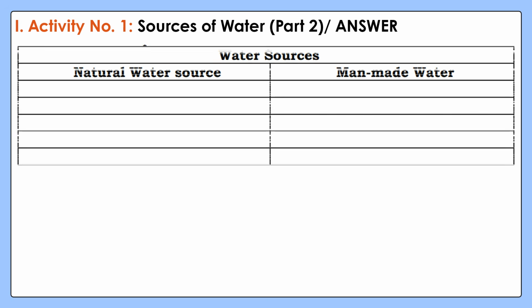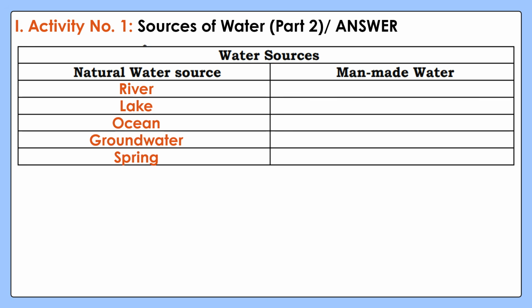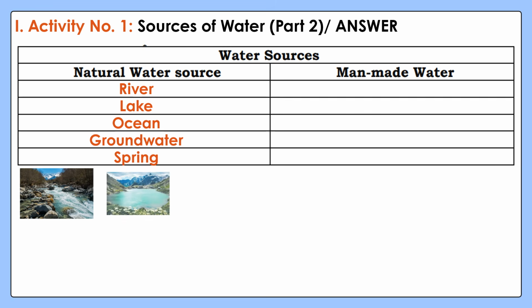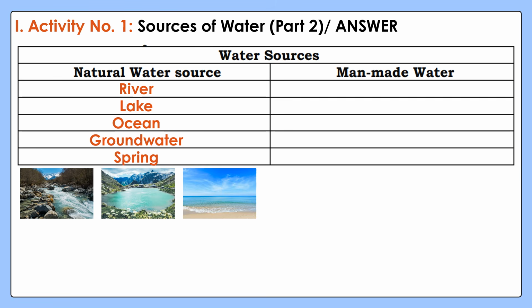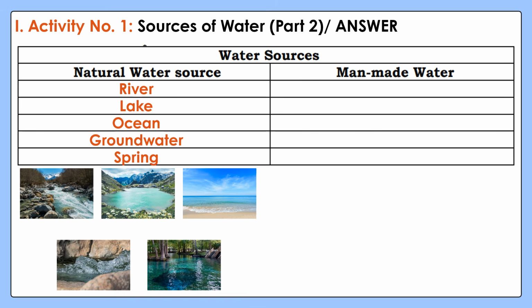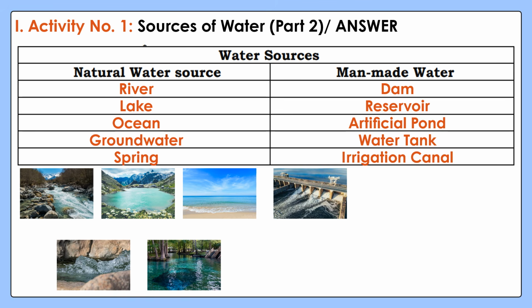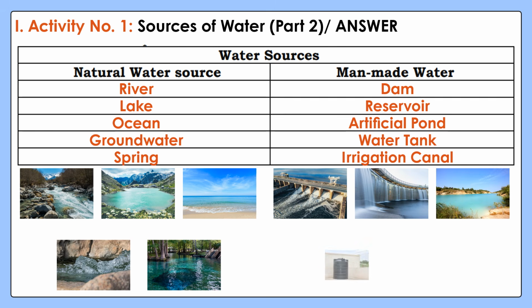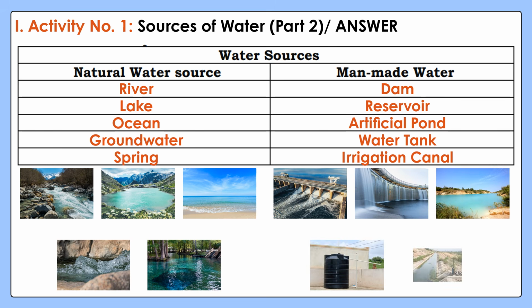Let's now answer water sources. First, natural water sources: river, lake, ocean, groundwater, and spring. Man-made water sources: dam, reservoir, artificial pond, water tank, and irrigation canal.